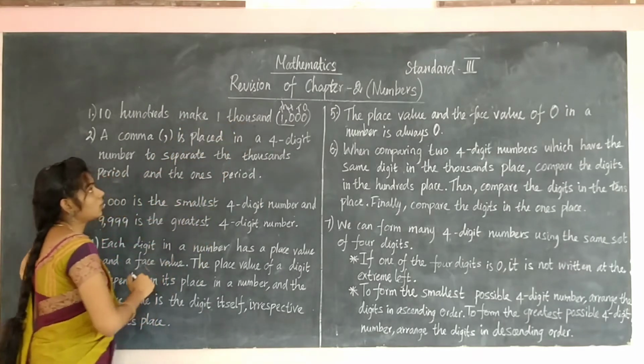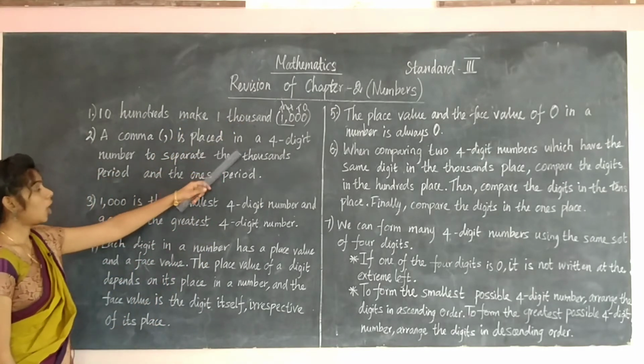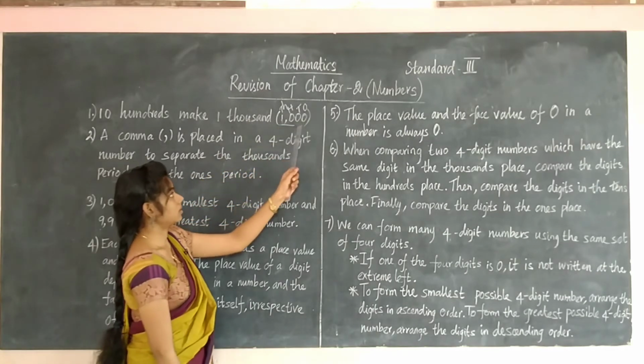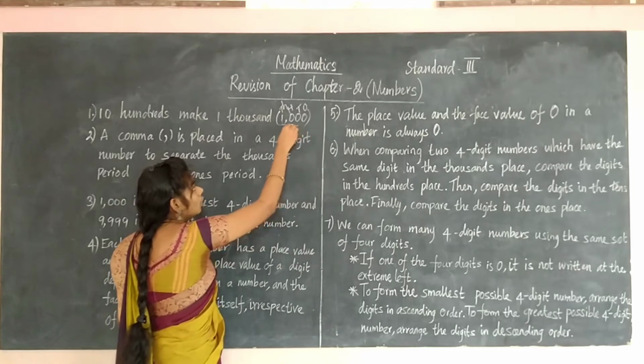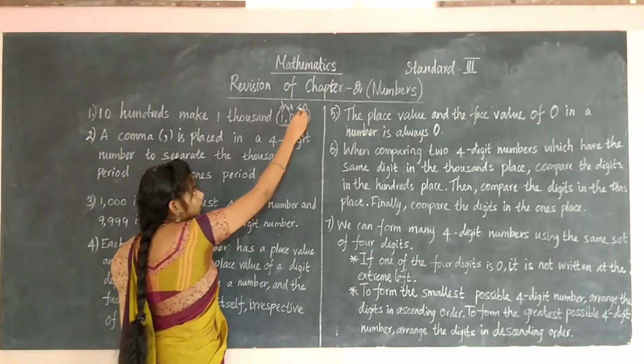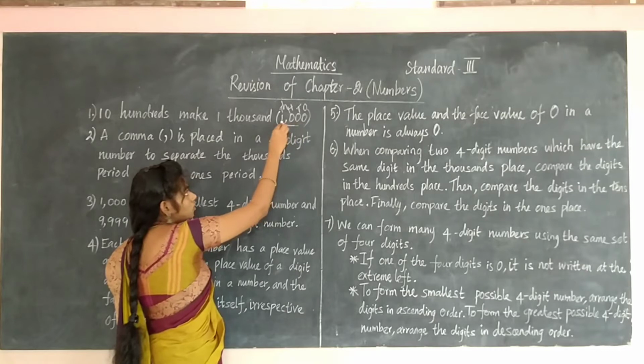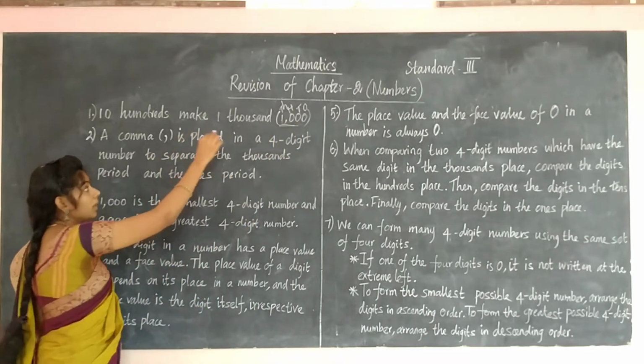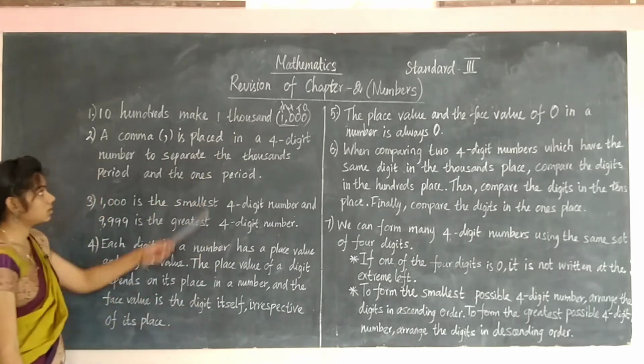In the same way, how many tens will make the 1000? See the tens place then. What is the number given here? 100. Before the tens place, we have to take the earlier digits also. So 100 is the number. So 100 tens will make 1000. So this is the first thing.